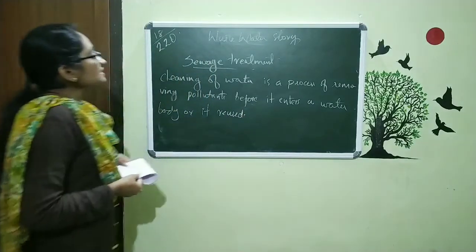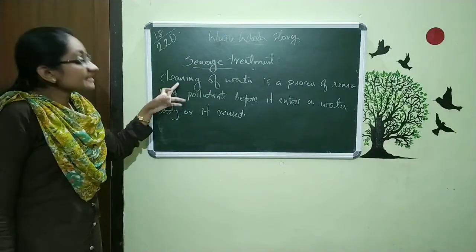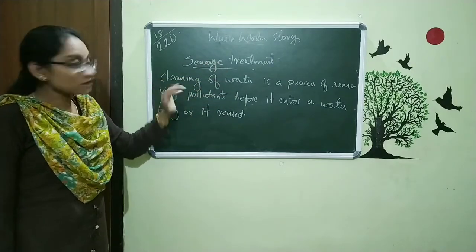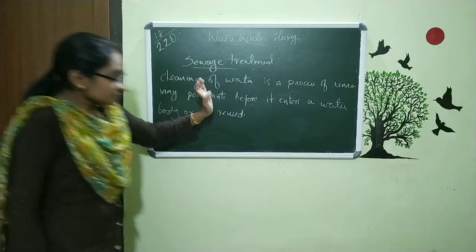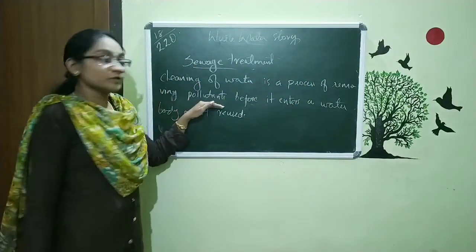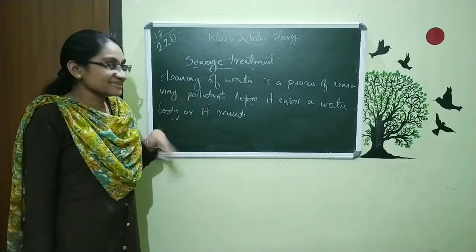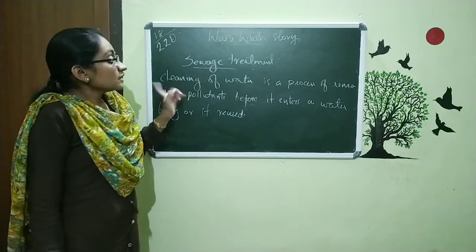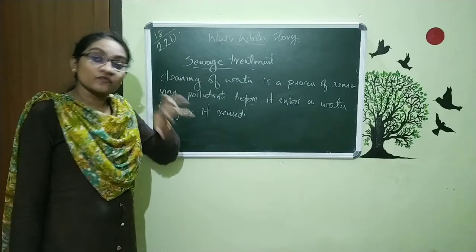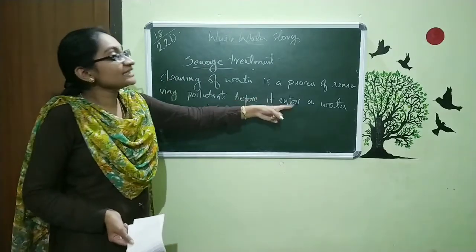So what is this process called? Sewage treatment. The definition is the cleaning of water. Sewage treatment is the process of cleaning water. So the cleaning of water is a process of removing pollutants. We already said that the water contains some sort of pollutants and we can call it dirty water. So we are just taking away the pollutants before it enters a water body.